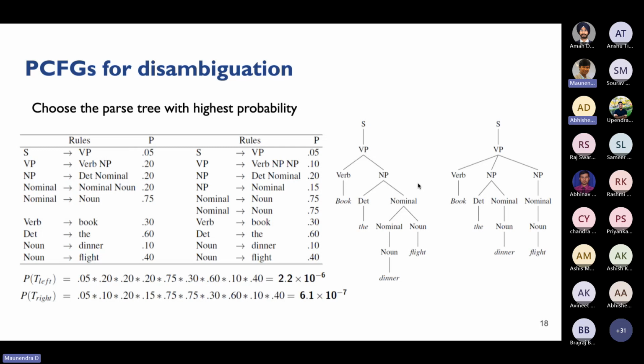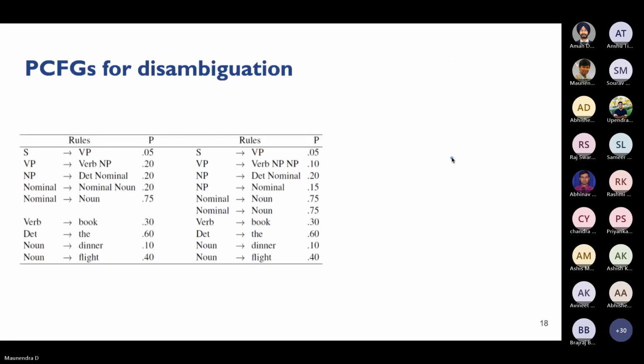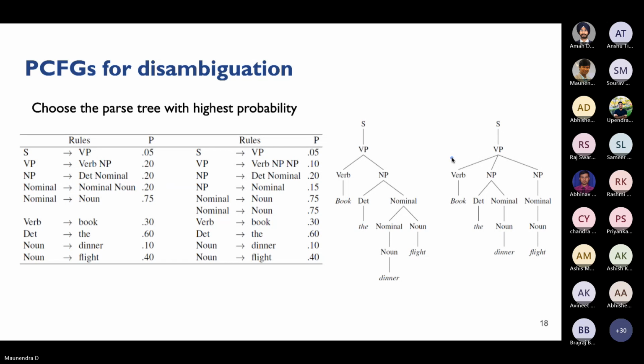In this case, it will output only one parse tree. It will also maintain only one parse tree, so there won't be any ambiguity. So this is PCFG for disambiguation. It will replace the existing grammar rule with a new one.